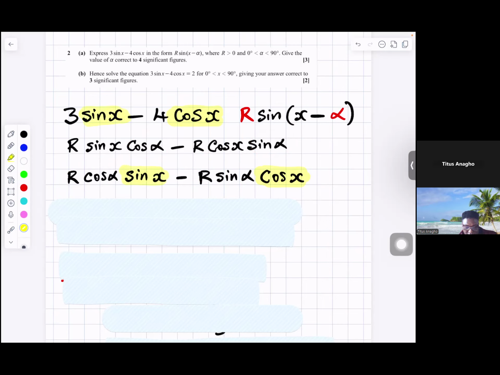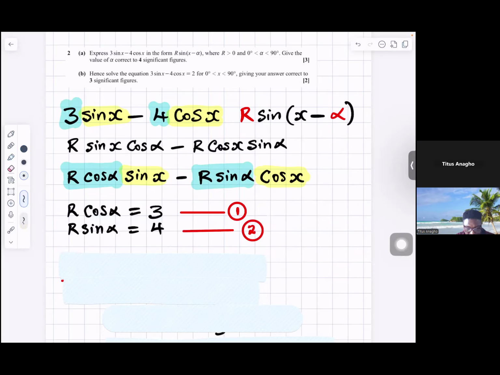So what that means is this 3 is the same as this r cos alpha, and this 4 is the same as this r sine alpha. So now we can write it as r cos alpha equals 3 and r sine alpha equals 4. So this simultaneous equation, how do you solve it?